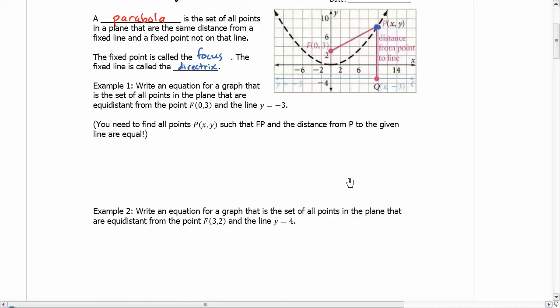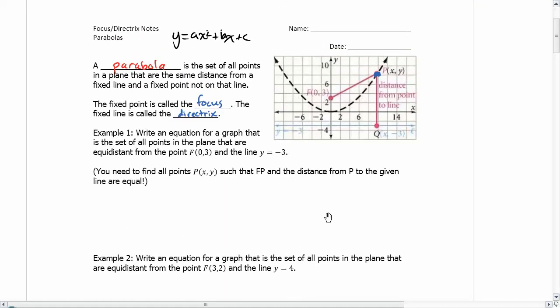Like most parabolas that we deal with, their vertices are not normally at the origin. So we started off with a pretty simple example where the vertex was at the origin, but what if it's not at the origin when we start off? Okay, fair question. So we're going to look at example 1 here to answer that question.